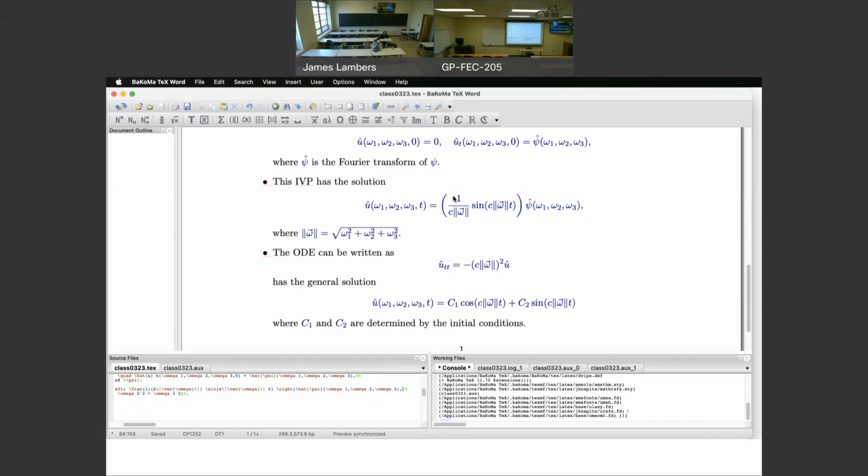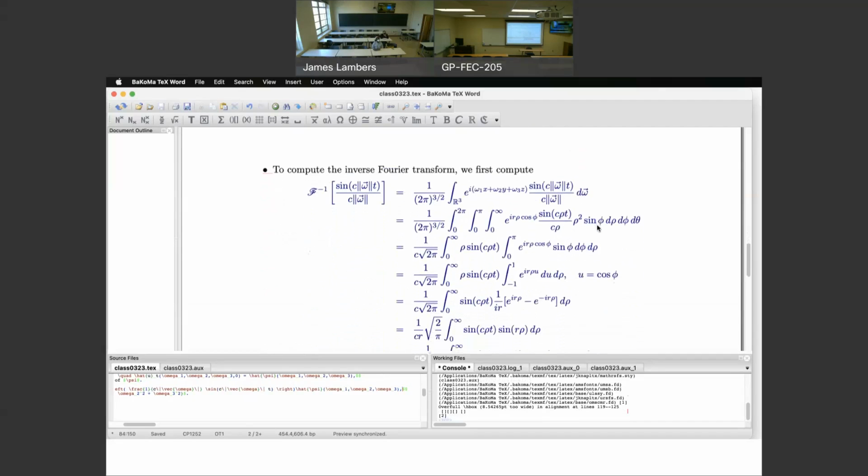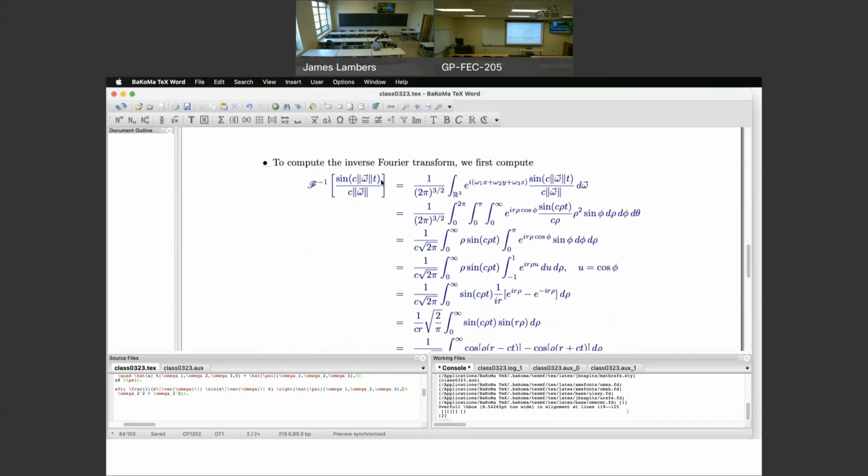So because the Fourier transform is a product, I know that the inverse transform of this whole thing is a convolution of the inverse transform of this with the inverse transform of this. Now, the inverse transform of this I already know. It's just psi of xyz. So that part is trivial. But then I still need to work out the inverse transform of this to take the convolution of it with psi of xyz. So that's what I'm going to do now. Is work out the inverse transform of the sine c omega t over c omega.